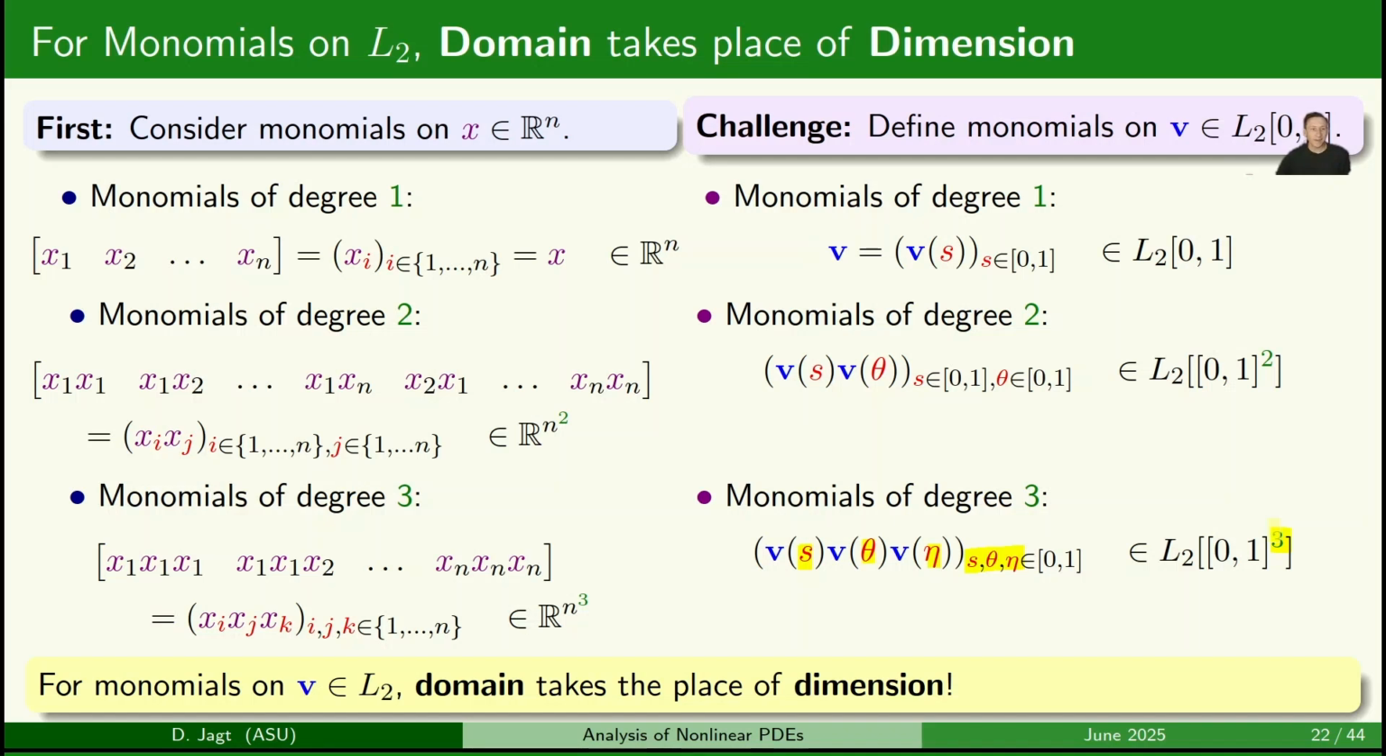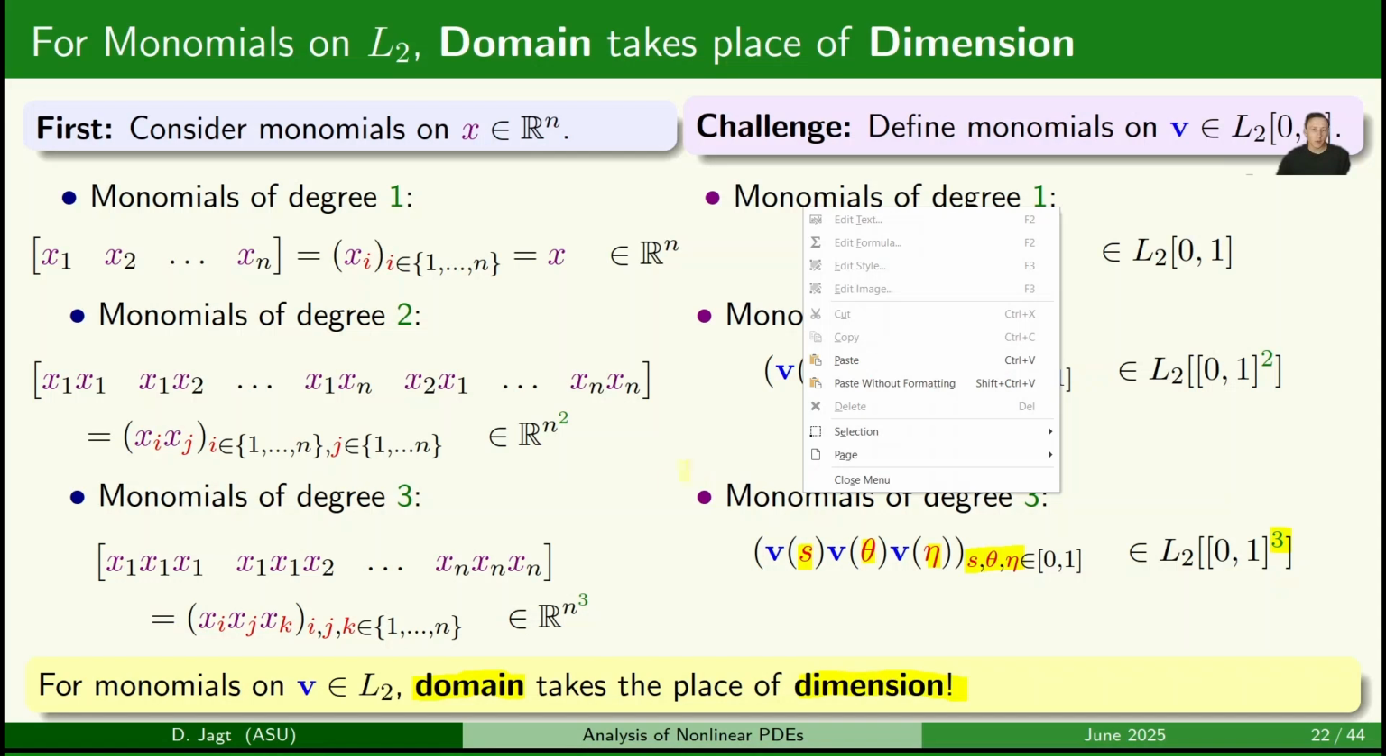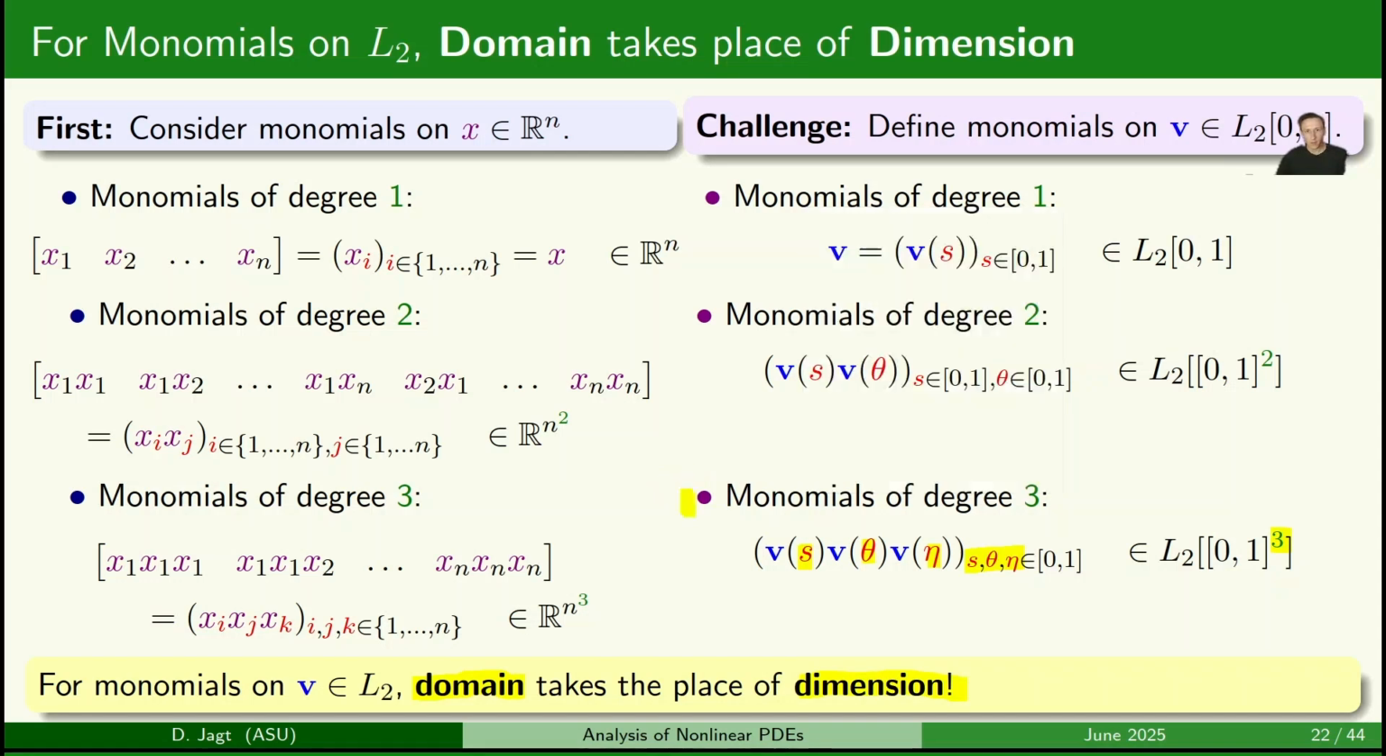So note then that in this infinite dimensional setting, the domain takes the place of the dimension. That is, whereas in the finite dimensional setting, the monomials of degree 3 will be a vector of n cubed elements, so it will be a larger vector, in the infinite dimensional setting, the monomials of degree 3 are still a scalar valued function, just a function of 3 spatial variables. So the domain takes the place of the dimension.